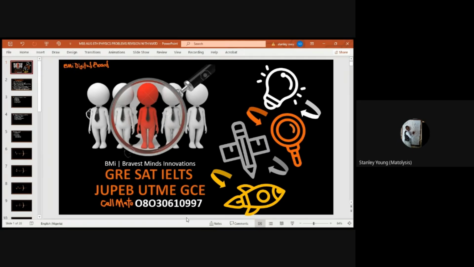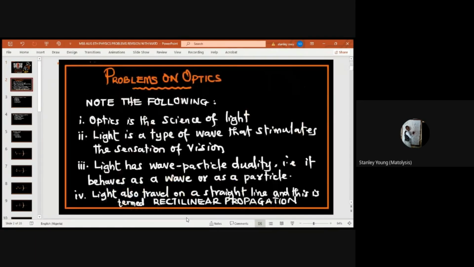Today's class would be a revision on optics, basically the first part of optics, which is the conceptual part. Before I proceed, I would like to give a quick summary. So the question should be, what is optics? Optics is a science of light. Whenever you hear or see the word optics, think about light. So the science that governs light is optics. Okay. And what is light itself? Light is a type of wave that stimulates the sensation of vision.